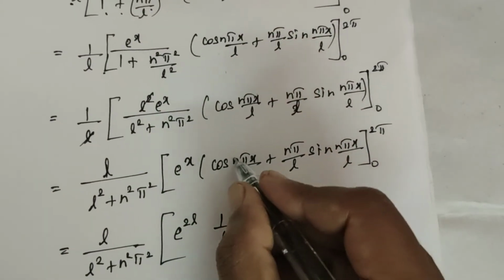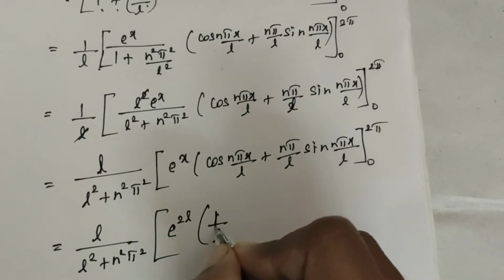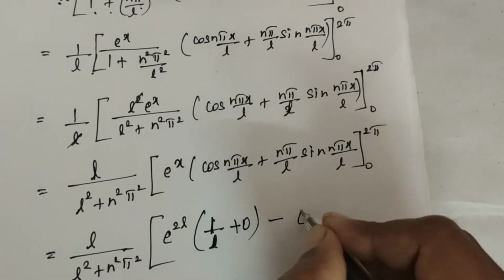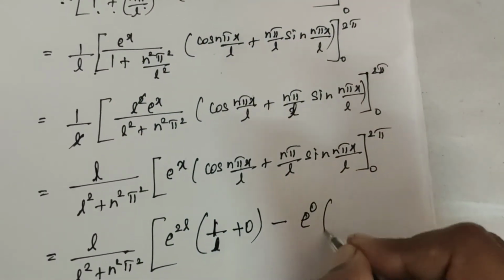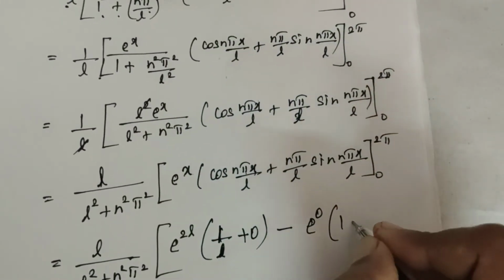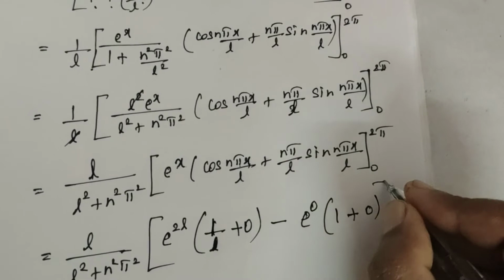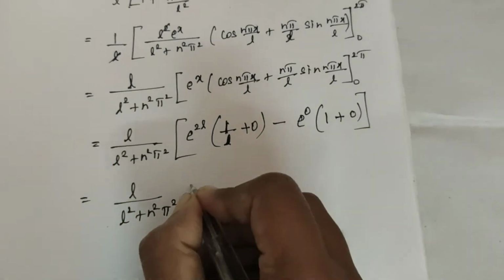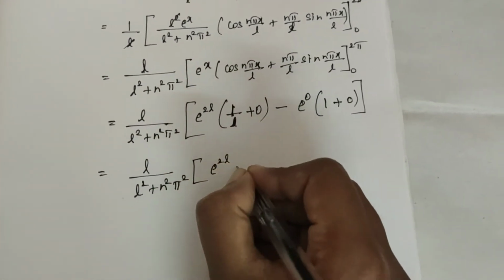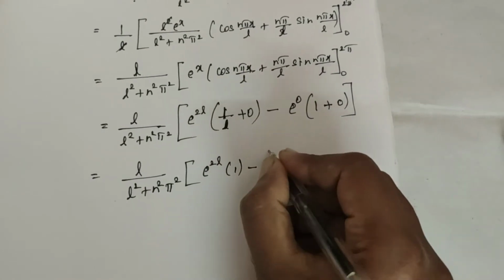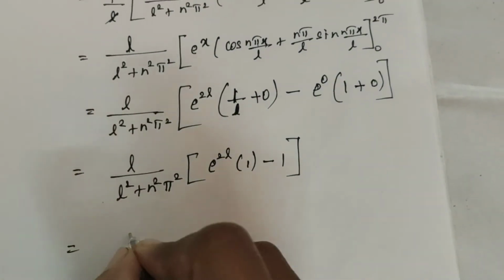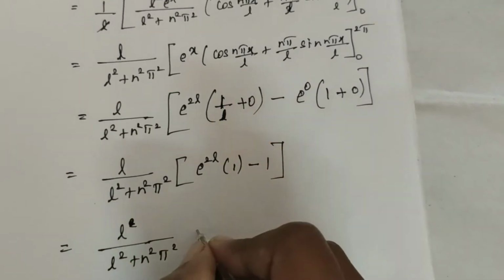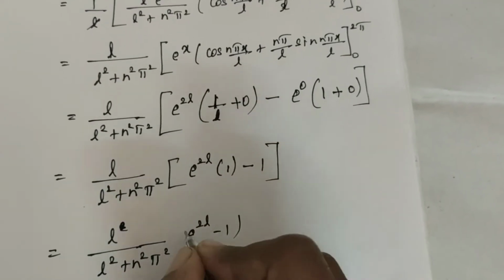So 1. Now, substituting the limits: cos 2π is 1, so plus sin 2π is equal to 0, so minus e power 0 into cos 0, which is 1, plus sin 0 is 0. So this is equal to l by l square plus n square pi square into e power 2l into 1, minus 1 (anything power 0 is 1). So it is equal to l by l square plus n square pi square into e power 2l minus 1.